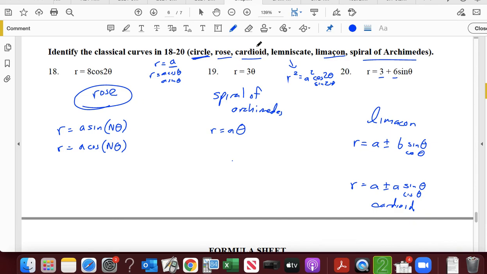So notice how the cardioid and the limaçon are the only ones that are some constant plus or minus your term with sine theta. If there is no constant at all, basically if the a is gone and it's just the b sine theta, you know it's your circle. If there is no sine theta at all, then it is your spiral of Archimedes. And the main difference between a rose and a circle is that you have n theta, a constant inside the parentheses next to the theta. And that's how we know a rose versus a circle.